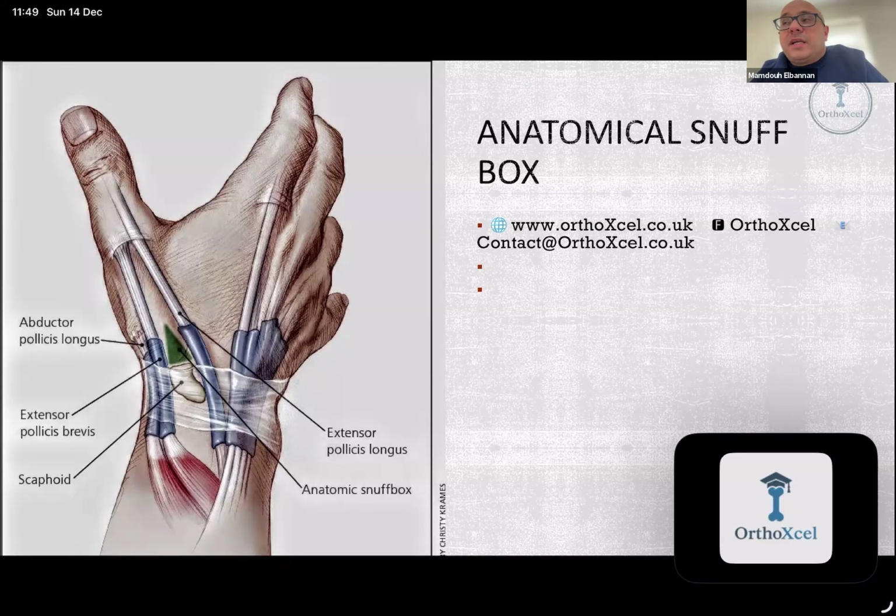Based on that, I need to examine the hand, mainly around the snuff box, as the floor of the snuff box is formed by the scaphoid, and I need to palpate the scaphoid tubercle, which is in the volar aspect here. Based on my clinical assessment, I will request an X-ray of the wrist, with a scaphoid view. Sorry, I didn't write it here, but I can bring it later.